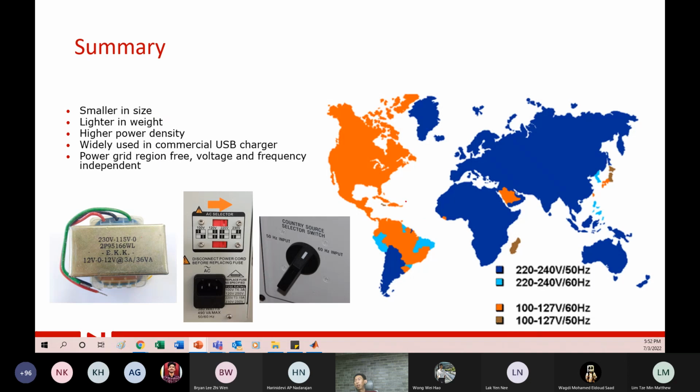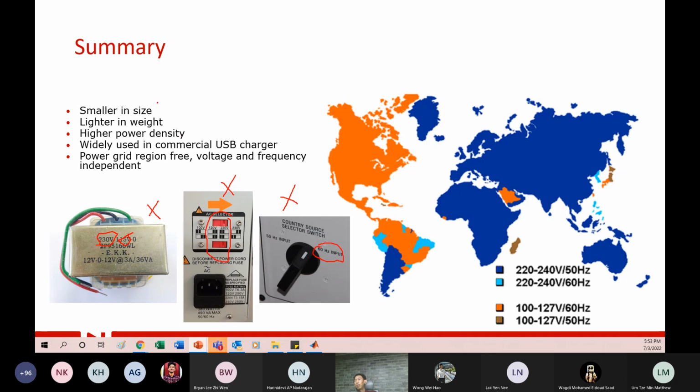Now the advantage of using this power electronic converter is, in the old days, we would need a transformer that has 230 volt input or 110 input. Or for the device, you need to switch to change the power input or the frequency. But with the advancement of power electronics, we no longer need this one, this one, or this one, because our DC-DC converter can do all this job.